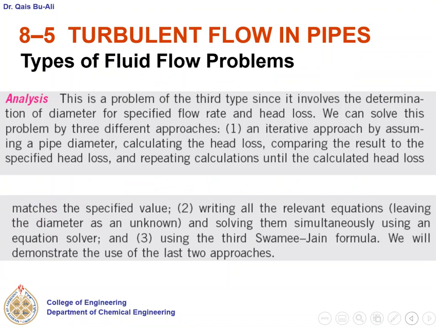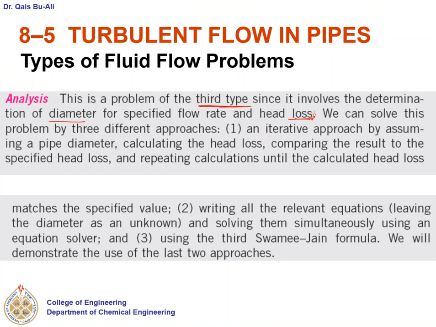Okay, this is important. This is the analysis. Let me go through the analysis with you. This is a problem of the third type, since it involves the determination of a diameter for a specified flow rate and head loss. We said this is a problem of the third type because I want to determine the diameter. Now he's proposing 3 approaches to solve this problem. So we can solve this problem by 3 different approaches.